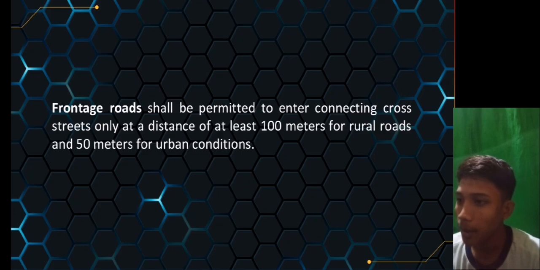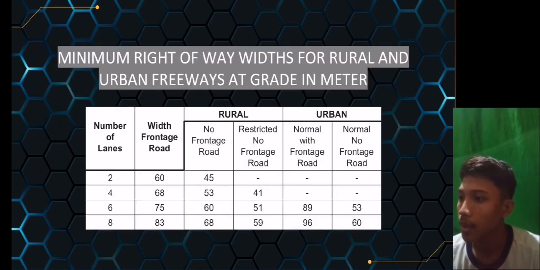Frontage roads shall be permitted to enter connecting cross streets only at a distance of at least 100 meters for rural roads and 50 meters for urban conditions. So this table is the minimum right-of-way widths for rural and urban freeways at grade, in meters.